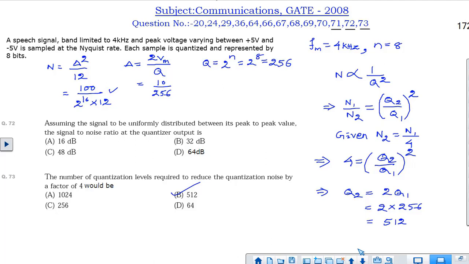This concludes solutions with concepts of all the questions of GATE 2008 in respect of the communication subject.